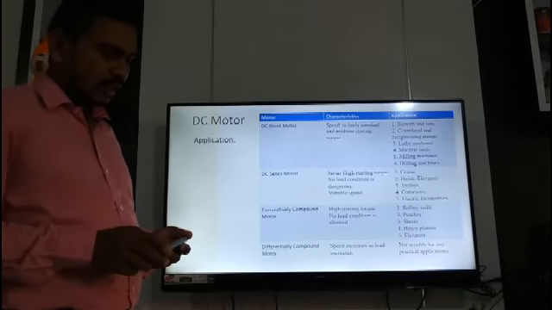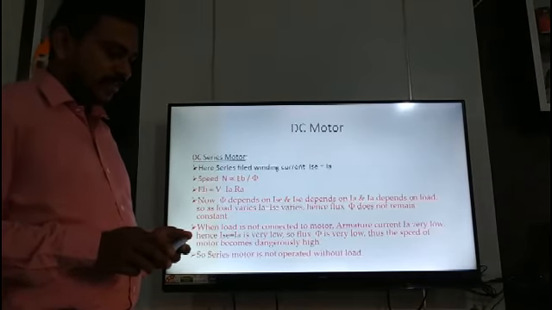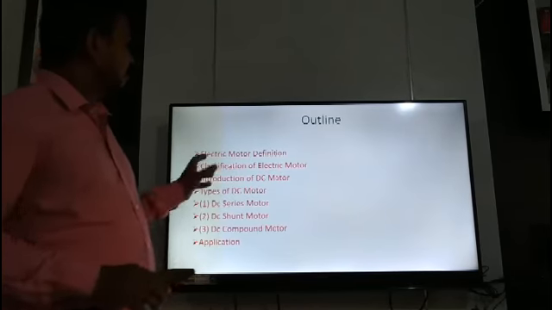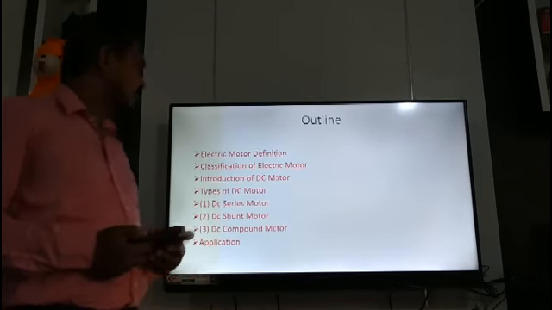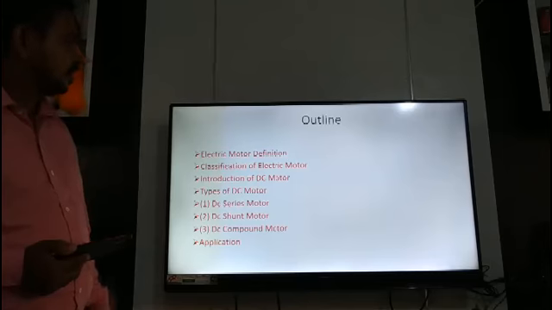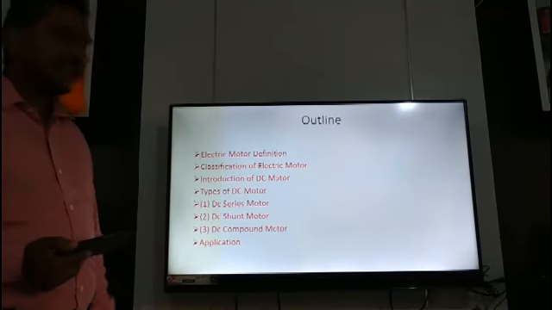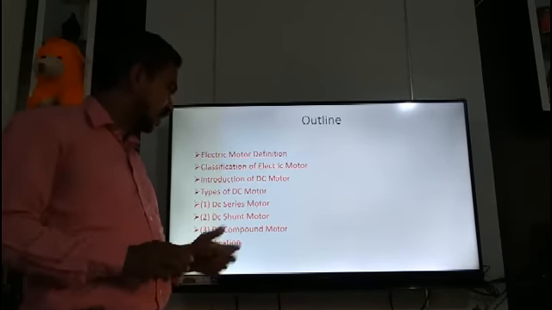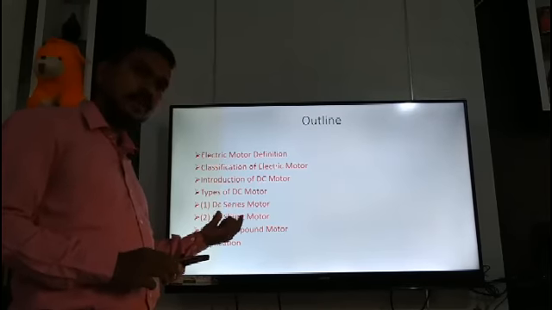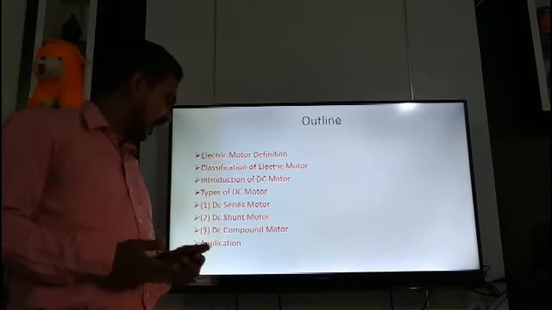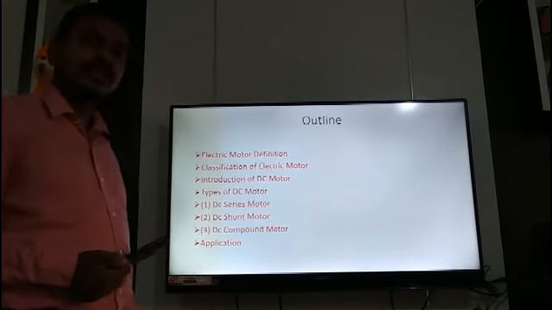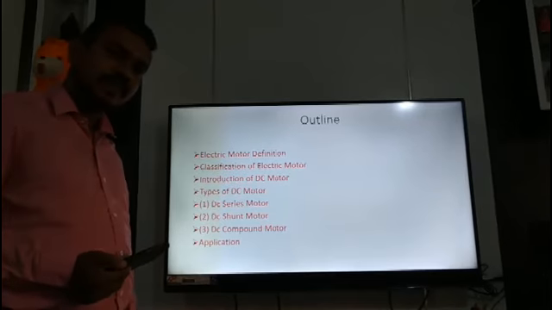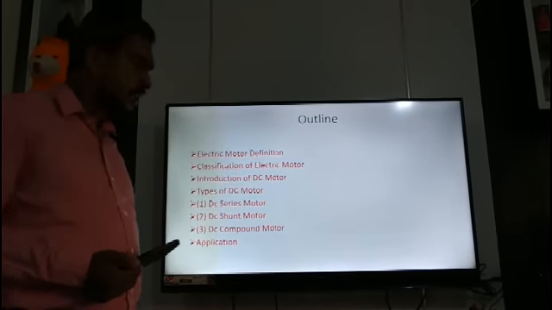So today we discussed the different types of DC motors, in which we defined what an electric motor is, the classification of electric motors, and a brief introduction to the DC motor. We covered the types of DC motor: DC series motor, DC shunt motor, and DC compound motor. We also discussed the applications of the DC series motor, shunt motor, cumulatively compound motor, and differentially compound motor.